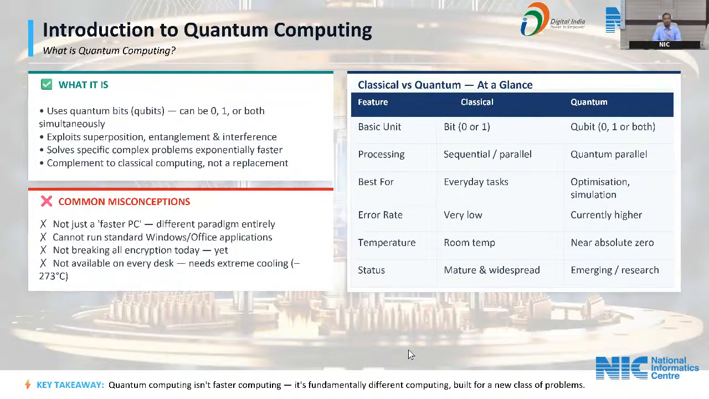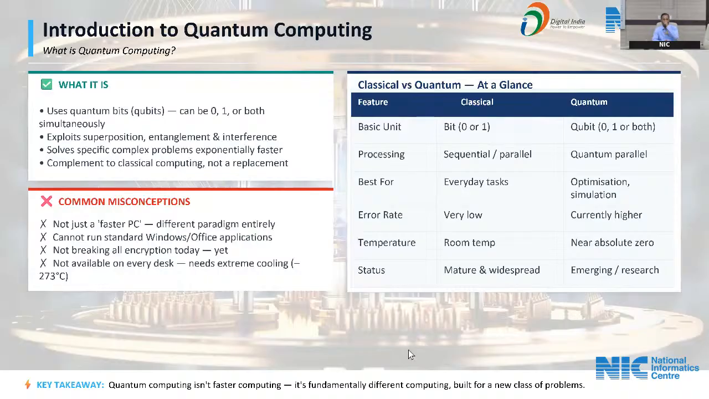So at a glance, we'll see what is classical and what is quantum. Classical uses bits, 0 and 1, but in quantum, we use qubits, which can be 0, 1, or both. Processing is sequential in classical, but in quantum, we have a quantum parallel mechanism for processing. So at a time, multiple sets of information can be processed.